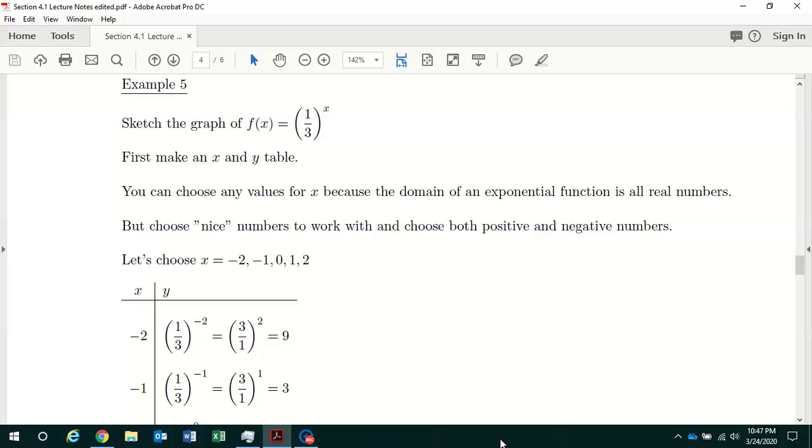Class, in this video, we cover page 4, example 5, in your lecture note handout on section 4.1, exponential functions. And so we are going to graph another exponential function in this video, the exponential function f of x equals 1/3 to the x power. And we do the same thing that we did in the previous video.